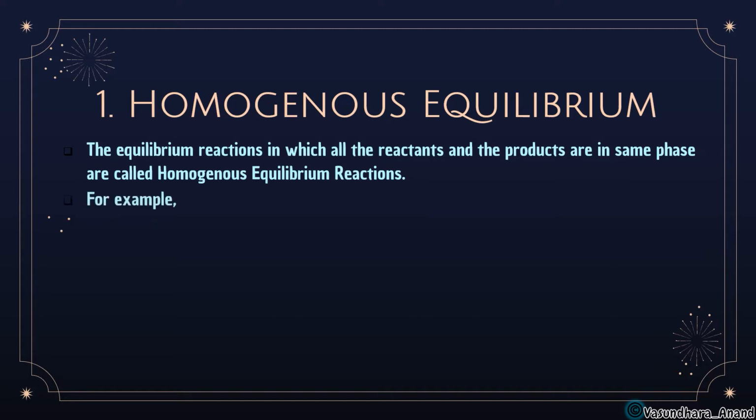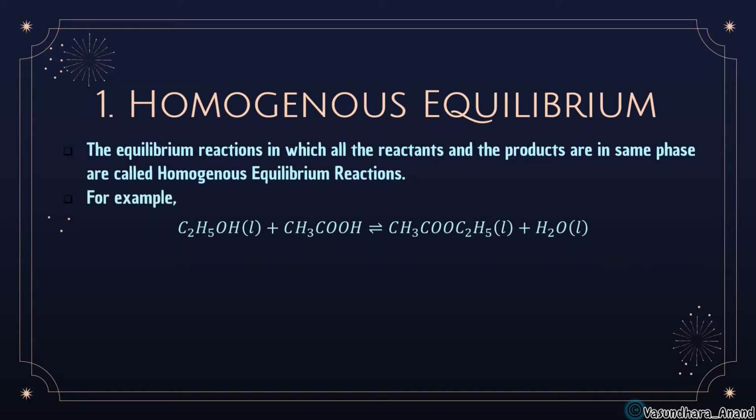A few examples: C2H5OH liquid, this is called esterification. You all know this, you have done it in class 10th. So this is an esterification reaction, and all of these are liquid. So this is also in the liquid state. That's why it's a homogeneous equilibrium example.